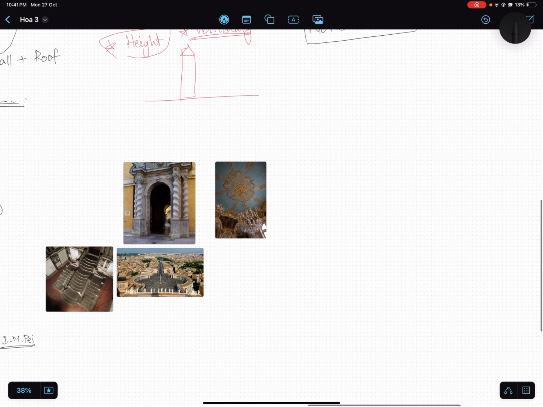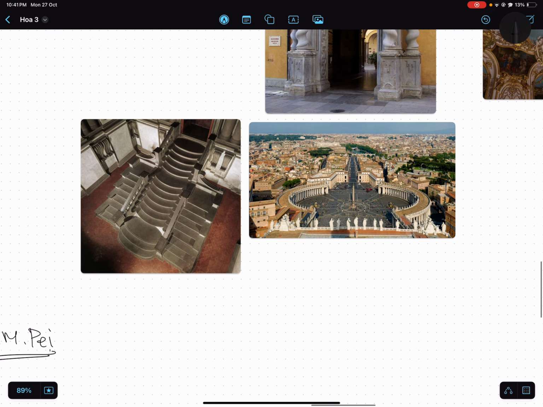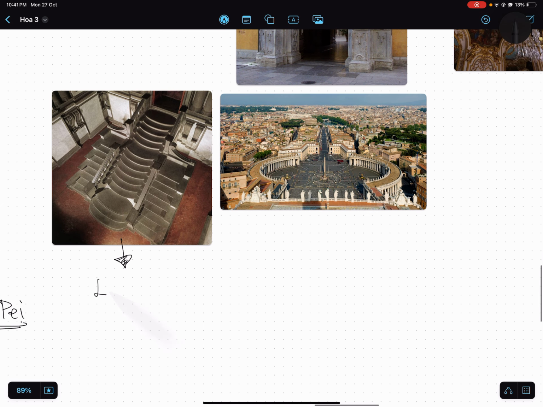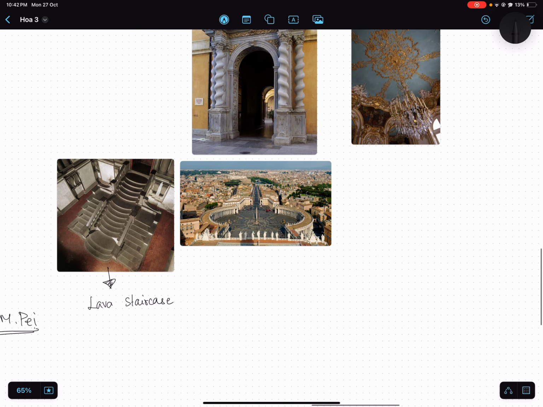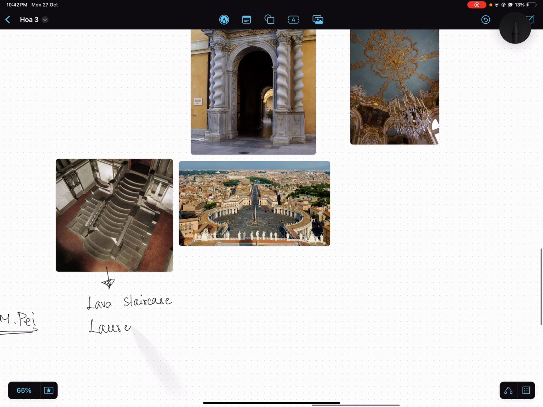So yeah, this is your lava staircase, because they believed it to be flowing like lava or like a waterfall or a river. So that is an important feature of Laurentian Library.